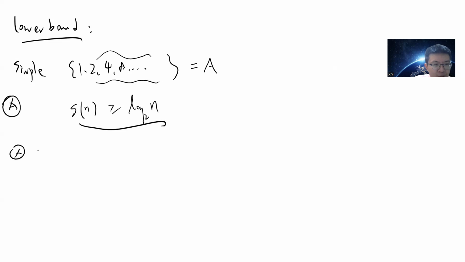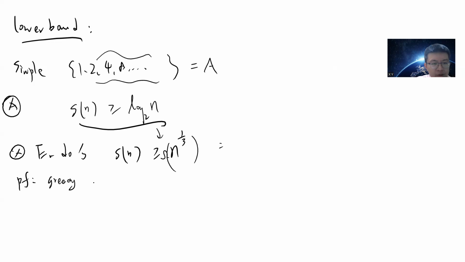And another way one can prove, which is what Erdős shows, is the following. Basically S(n) is greater or equal to n to the 1/3, so this has a bound, omega of n to the 1/3. Okay, so this is much more significant here. And the proof basically uses the greedy algorithm.